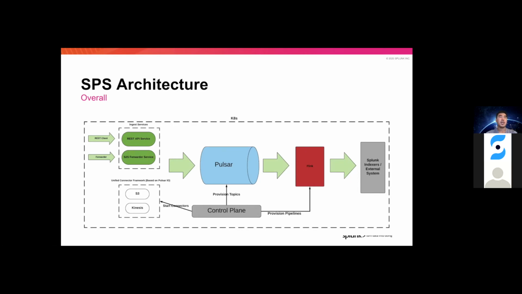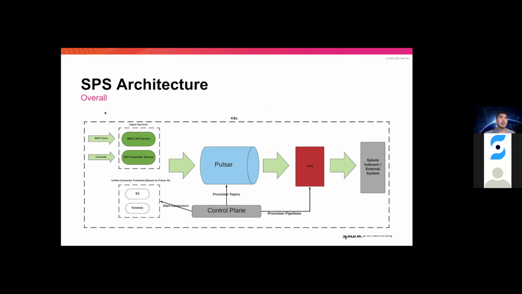In general, you can see the data flow in SPS. Data arrives to my left here, from various ingest services and connectors. They all flow into Pulsar topics. The data will be routed through various Pulsar topics to different Flink pipelines, which will then do some sort of processing, transformation, and so on, and send the data to either Splunk indexers or some external system. So let me decompose and discuss this in more detail.